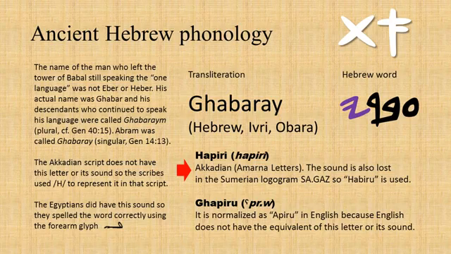However, the Egyptians did have this sound, so when they wrote the name, they used the forearm hieroglyph for the first consonant. You will see this normalized as Apiru in English, because English does not have this letter, or its equivalent sound. But what it sounded like when native Egyptians pronounced it was more like Gapiru. The long vowel at the end of the Akkadian and the Egyptian forms is how this word was pluralized in these languages. Thus, the name of the man who left the Tower of Babel still speaking the one language was not Eber or Heber. His actual name was Gahbar, and his descendants who continued to speak this language were called Gabarim, plural. Abram was called Gabare, singular, in Genesis 14:13.